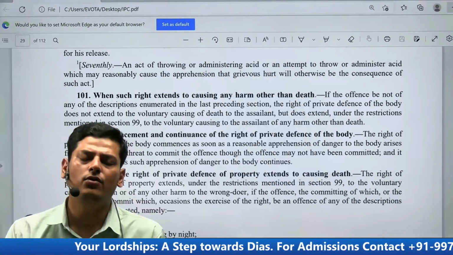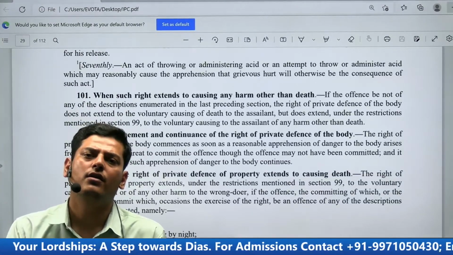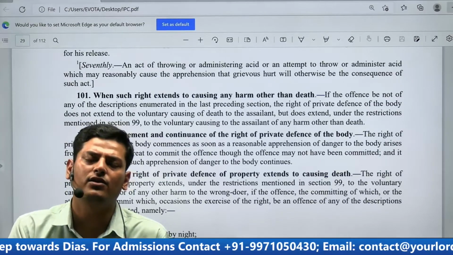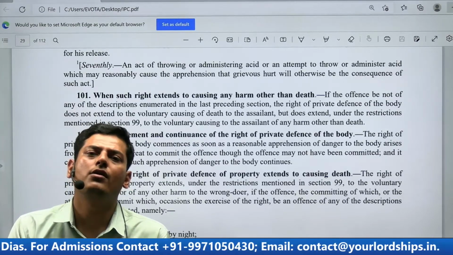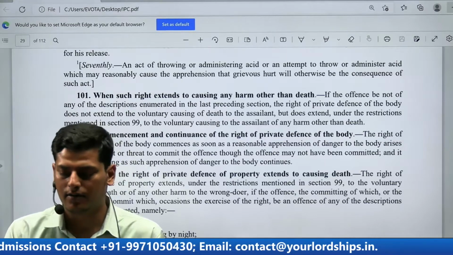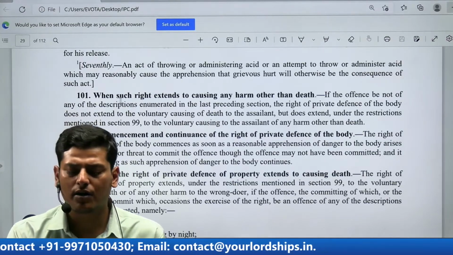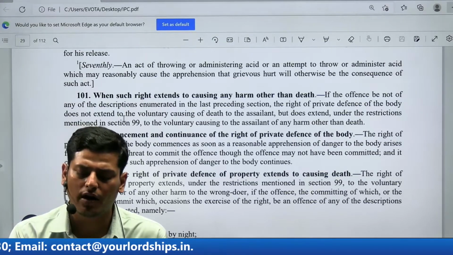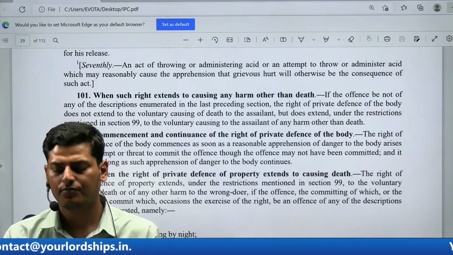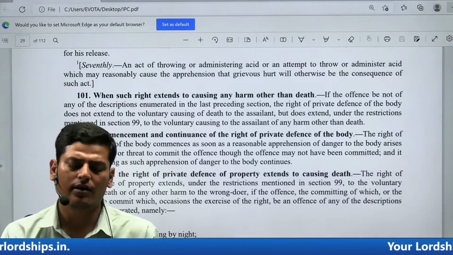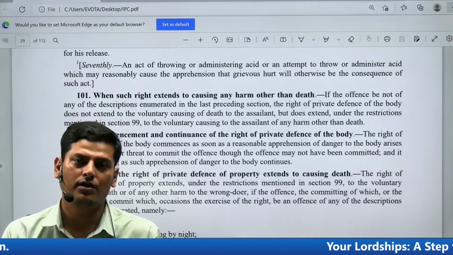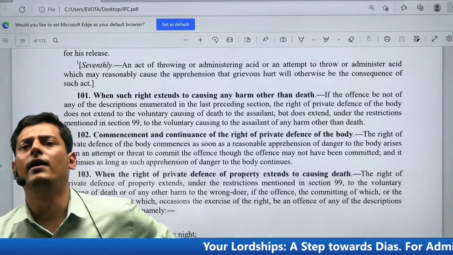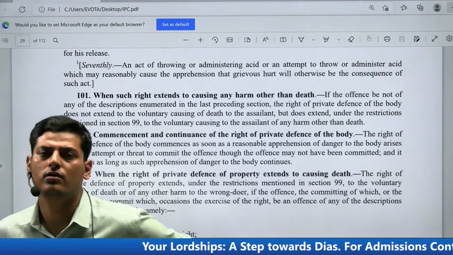In other scenario, section 101 says that in those circumstances other than the one which is mentioned in section 100, the person can cause any harm other than the death. If offense not be of the description enumerated in the last preceding section, the right of private defense of the body does not extend to the voluntary causing of death, but does extend under the restrictions. अब restrictions में ये दिया है कि more harm than that is required should not be caused.